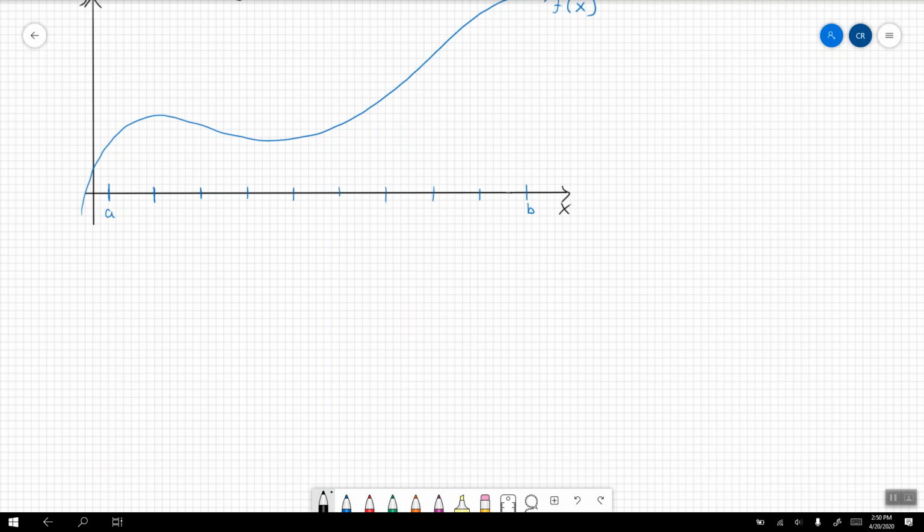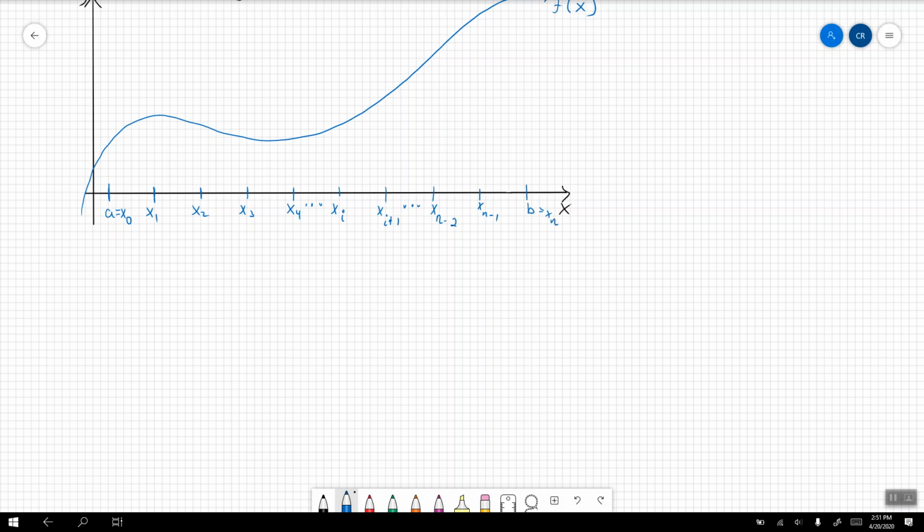I've partitioned it. This is going to be x sub 0, or x naught. This is going to be x sub 1, x sub 2, x sub 3, x sub 4. We'll skip a few here and go to x sub i, and this will be x sub i plus 1. Then we'll skip a few and say this is x sub n minus 2, this will be x sub n minus 1, and finally this will just be x sub n.